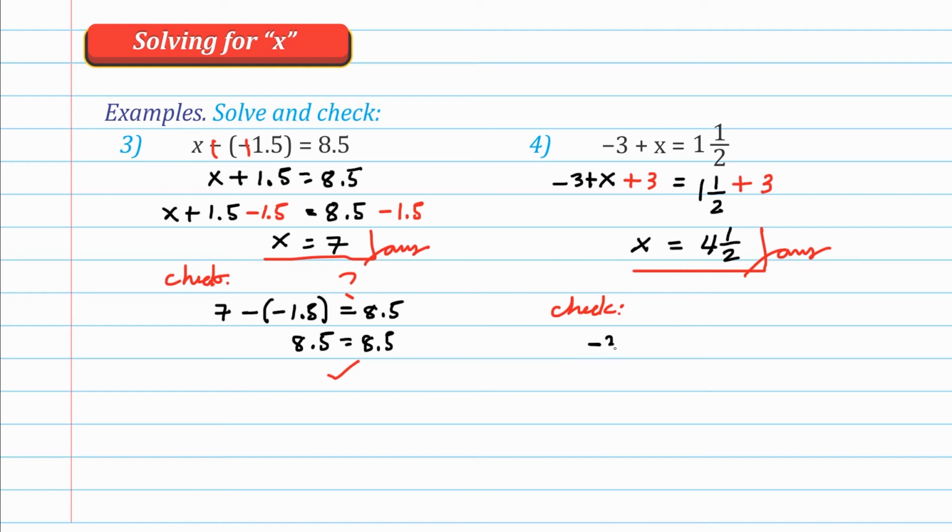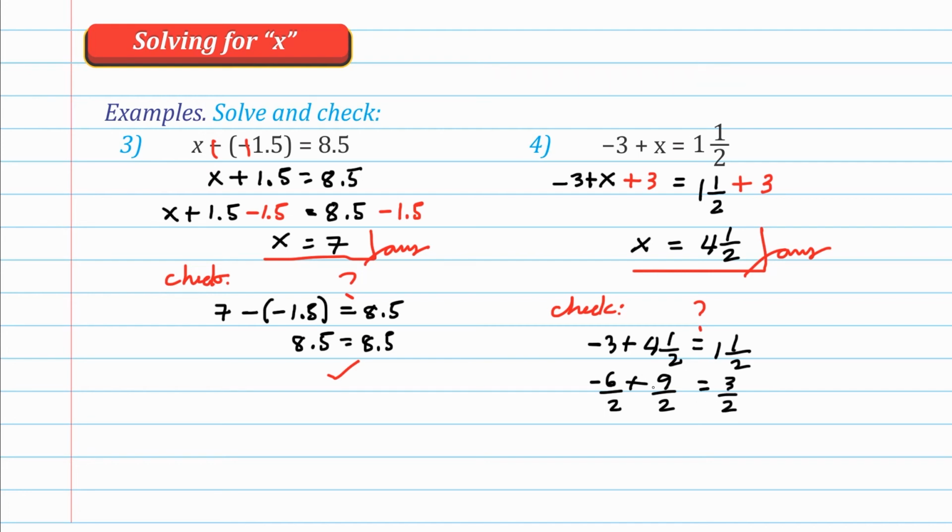So, negative 3 plus x. What is x? 4 and 1/2. Is this equal to 1 and 1/2? Let's see. We know that 4 and 1/2 is equal to 2 times 4, 8 plus 1. It's 9/2, correct? And then, negative 3 is of course negative 6 over 2. Correct? So, their denominators are the same, therefore they are now similar. On the right side, we also convert 2 times 1 is 2 plus 1, it's 3/2.